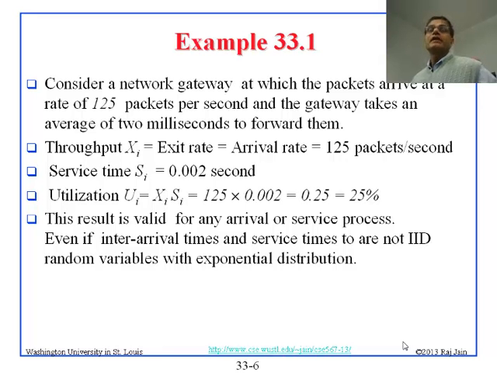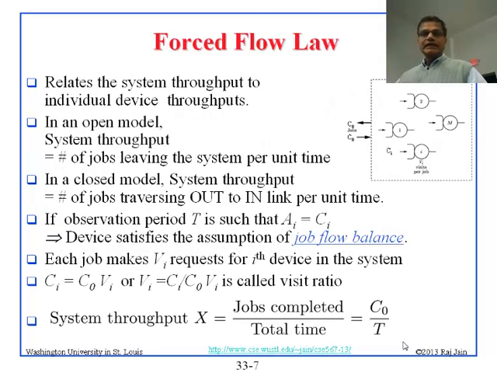Okay. So this is an example of the first of the 6 laws that we're going to talk about. The second law is called the forced flow law, and it relates the system throughput to individual device throughput. So this is the whole system, and inside it there are some devices, and we don't know how the jobs are going. They could be going any other way. It doesn't really matter, actually. One could be the CPU, one could be the system disk, one could be the data disk, and one could be the network, and so on. Many devices in that system.